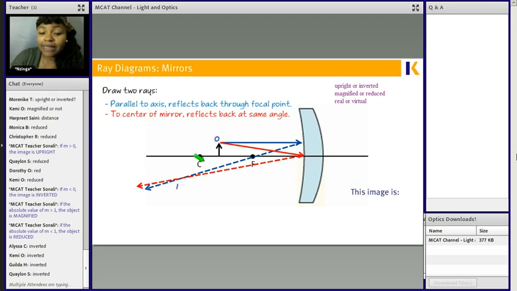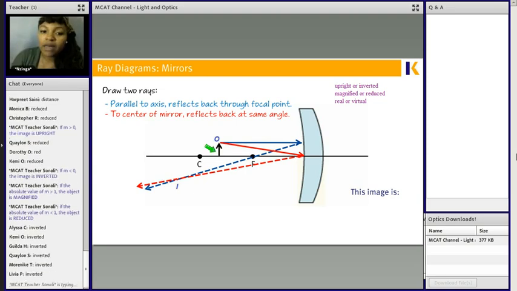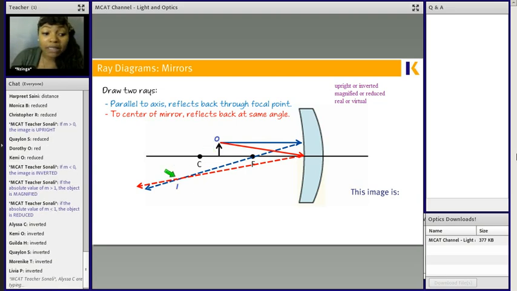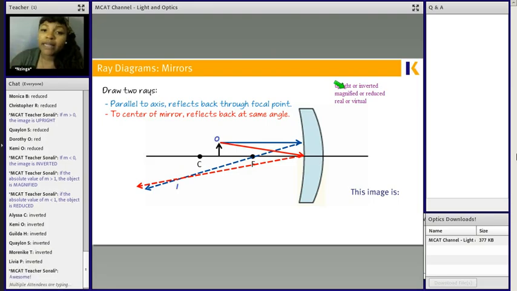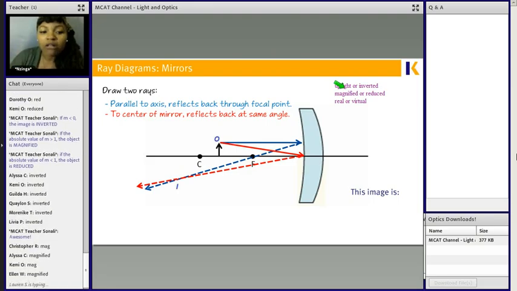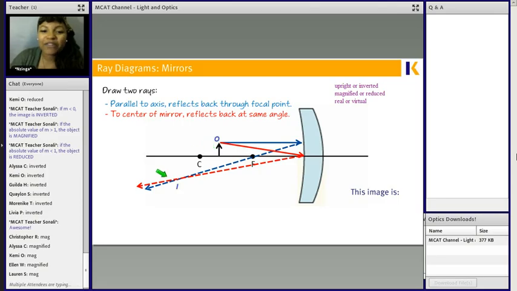Inverted, good. Okay, so the original object was pointing up from the central axis. This image is pointing down from the central axis, so it's going to be inverted. Okay, is this image magnified or reduced? Is it bigger than the original arrow, or is it smaller than the original arrow? It's going to be magnified, good.